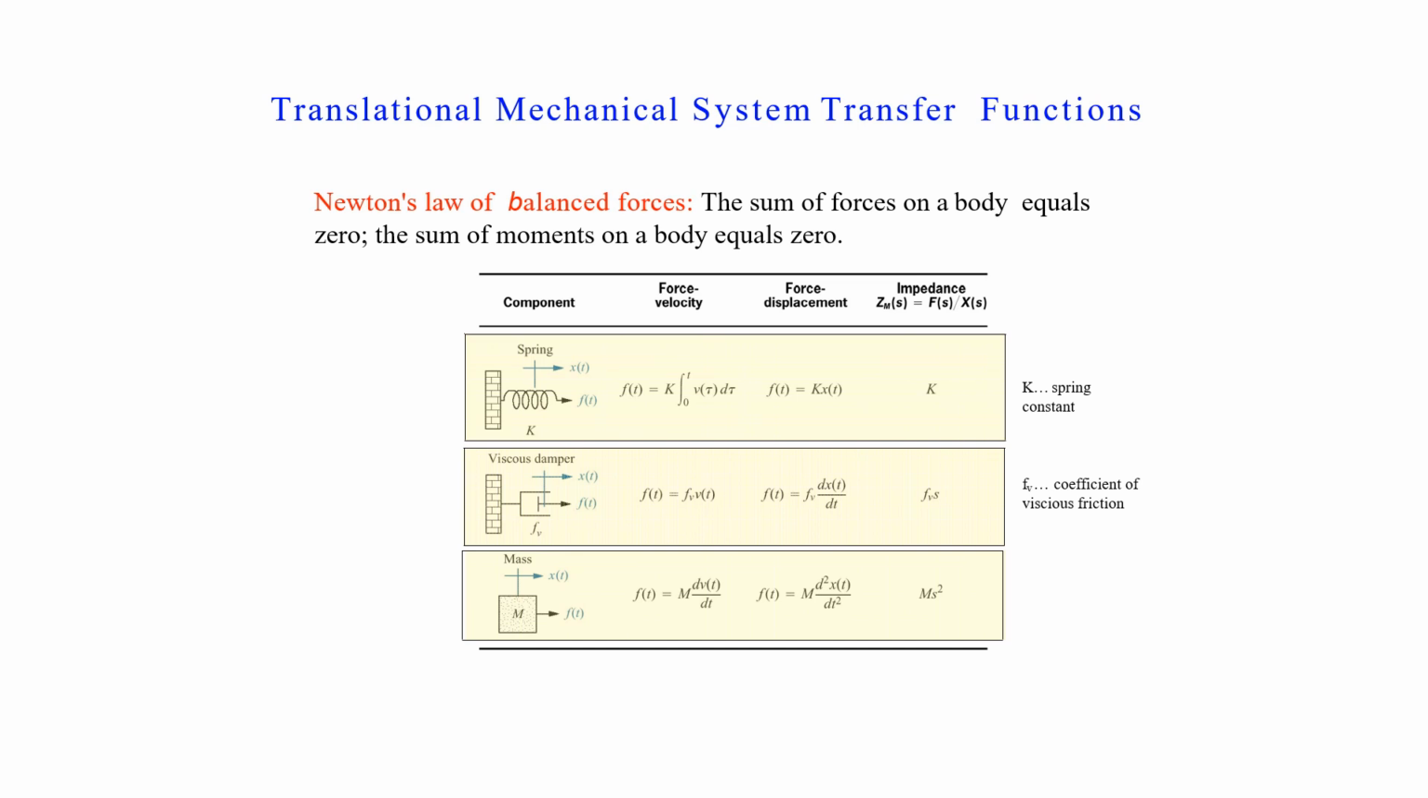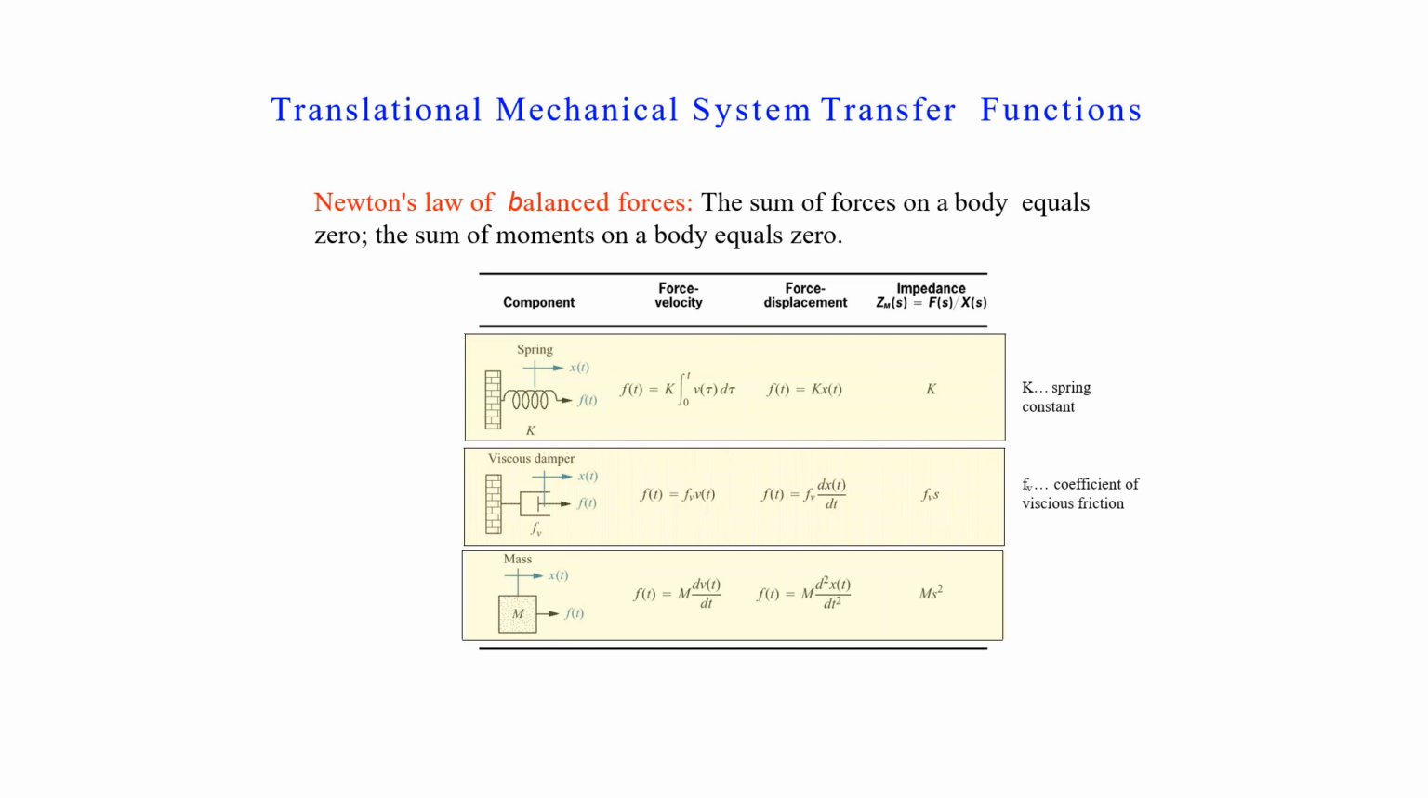So firstly, we will see only the translational mechanical system, which only moves in the horizontal direction and does not rotate. So just like the electrical networks, we have three components here in the mechanical networks. The first one is the spring, the second one is the viscous damper, and the third one is the mass. And these three components are actually analogous to their electrical counterparts.